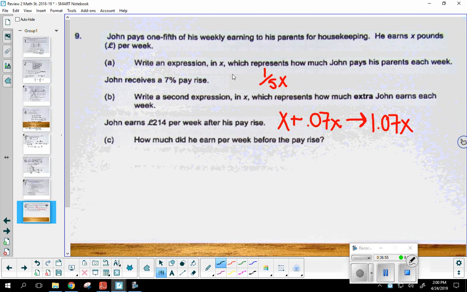So Haley's going to come on up and help her with this last one. John earns 214 pounds per week after his pay rise, it says. How much did he earn per week before the pay rise? I would say that's pay raise. Is pay rise the correct way to say that? No. I don't know. I'm not an English teacher.